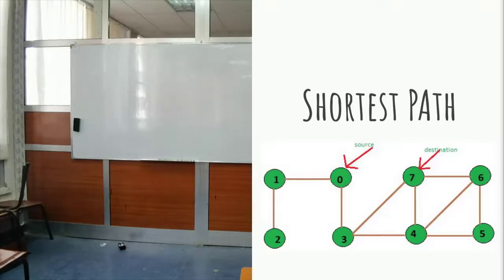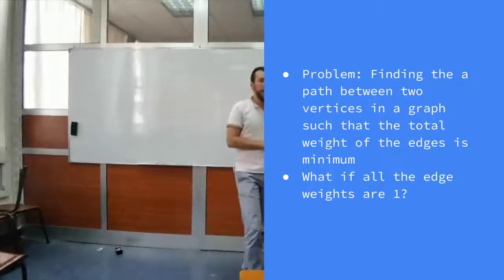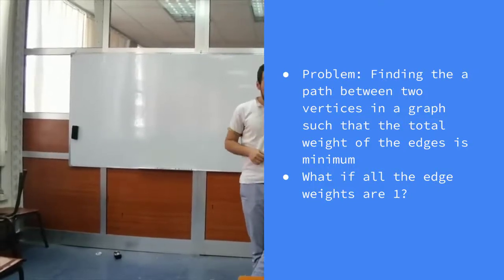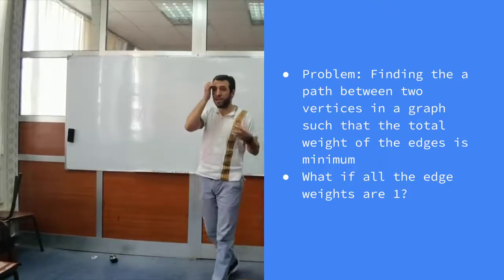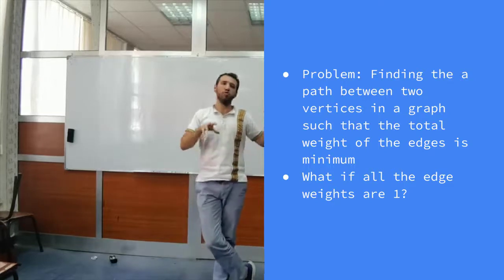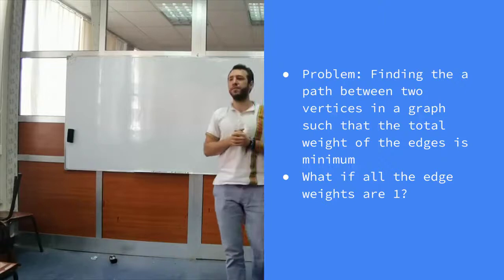So, let's start with shortest path. The problem is, we are given a graph and we want to find the shortest path, which is basically a path in which the total sum of the weights of edges is minimum from the source node to the destination node. So, let's start with the easy version first.